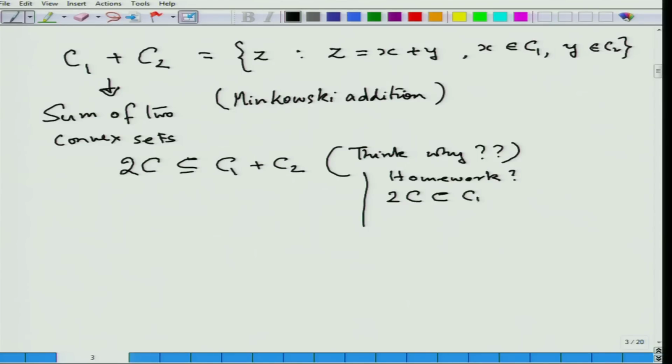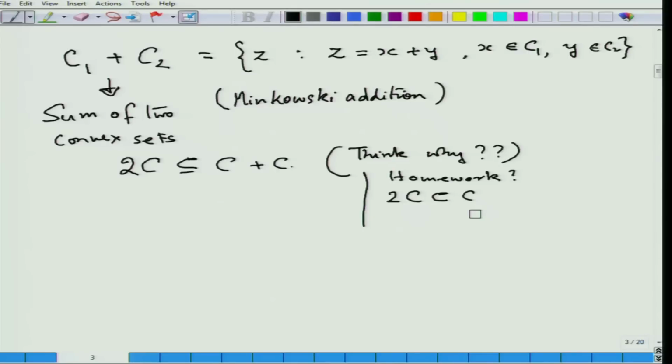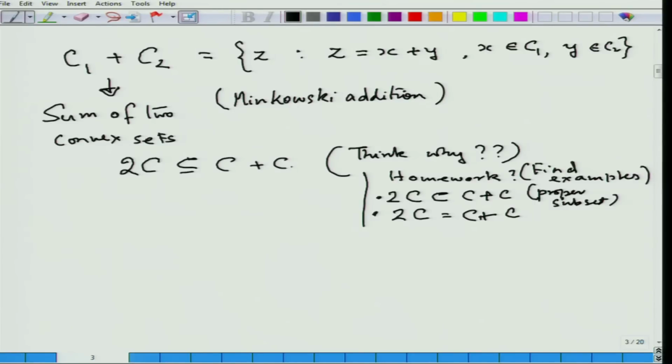Twice C is a proper subset of, sorry, not C1 C2, it should be C plus C. Sorry. One thing that you can observe: what is twice C? You are taking the same element and adding them, but C plus C does not mean that you take the same element from C and take the same element from C. It means take just one element from C and take another element from C, which could be different from the element that you have chosen before, and then add them. So, find an example where this is a proper subset. This homework is to find examples, and also find an example where this is equal. These are the two things that you try to figure out. You will have a lot of fun doing so, just playing around with sets in R2.